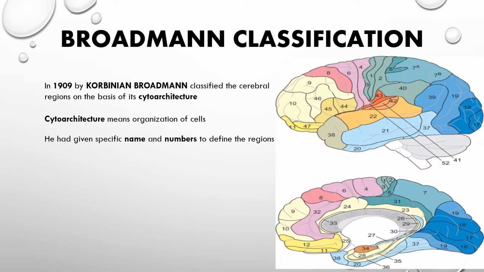In this picture you can see the numbers. He gave the names and numbers for the specific regions which have a unique character based on the cytoarchitecture. For example, 17, 18 and 19 are the visual areas of the occipital lobe. This is the primary visual area, this is the secondary, like that. Area number 4 is the primary motor cortex. So based on the specific purpose of each area, he named and numbered the cerebral regions.